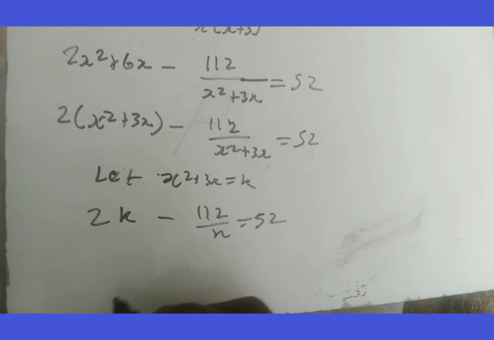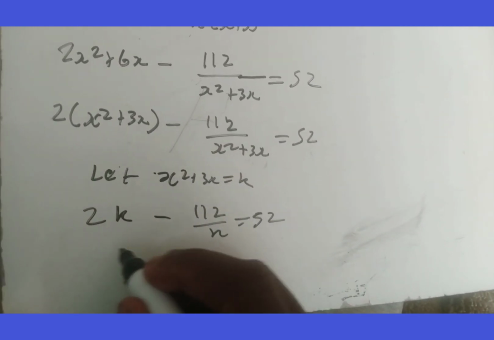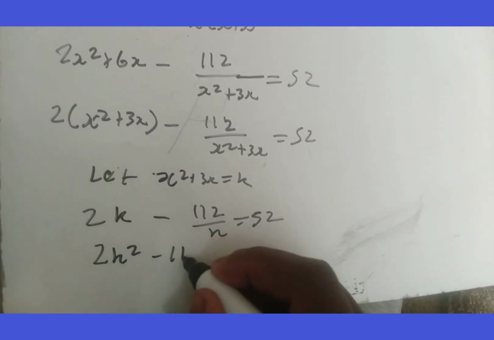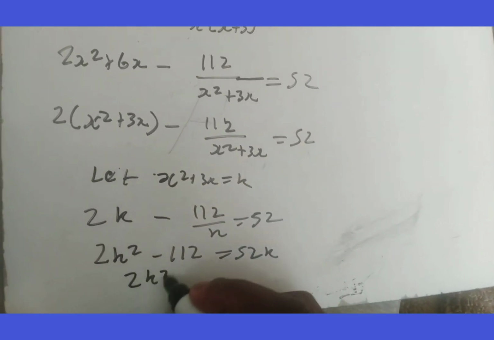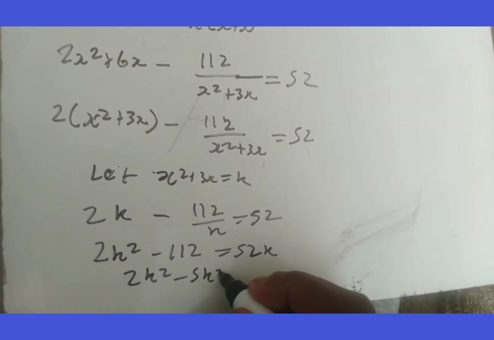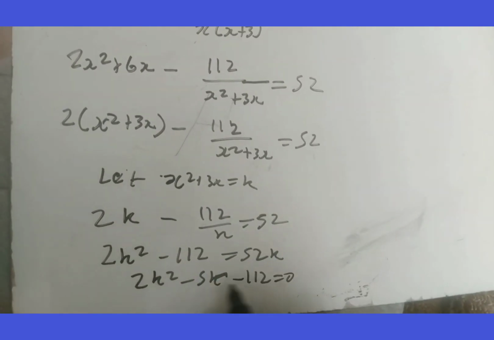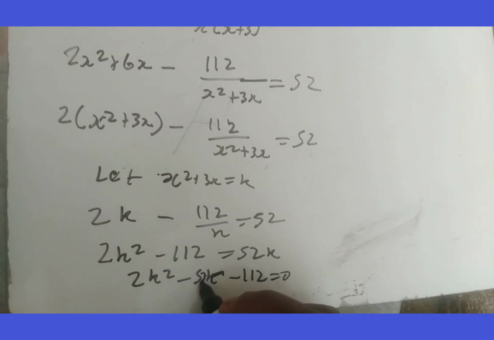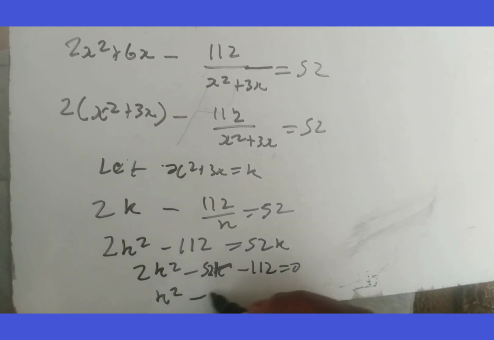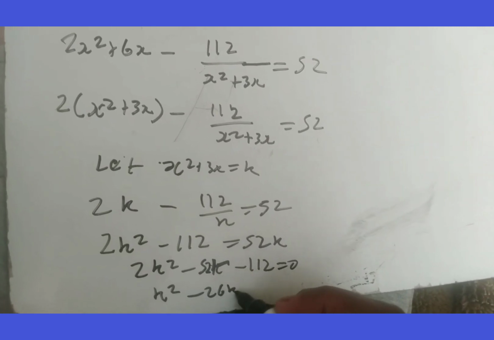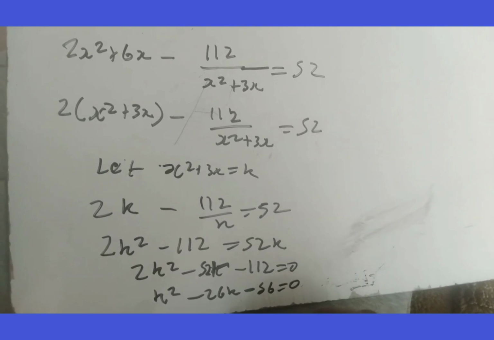How do we get rid of the denominator? Obvious, we just multiply everything by the common denominator. So then this becomes 2k squared minus 112 equals to 52k. You take this to the other side, it is 2k squared minus 52k minus 112 equals to 0. Well, is everything divisible by 2? Yes, everything is divisible by 2. So you divide both sides by 2, you'll get k squared minus 26k minus 56. And then you solve this part.